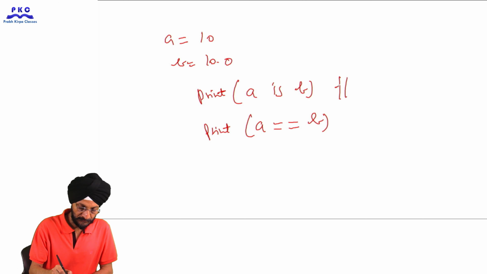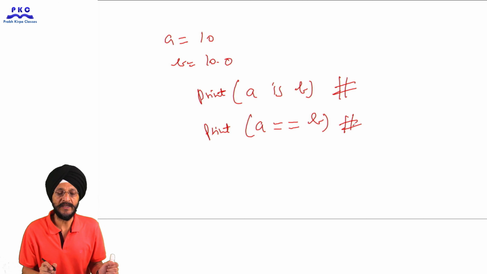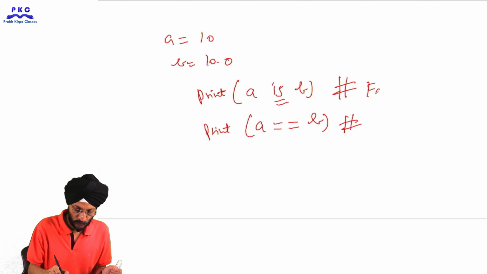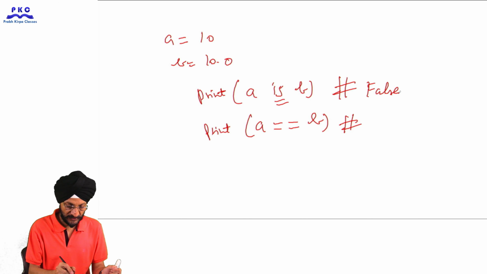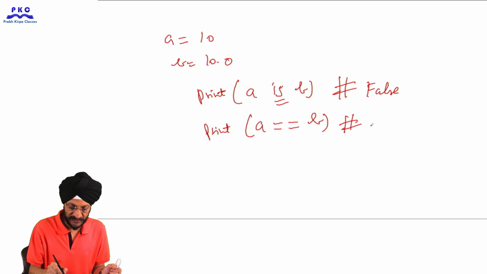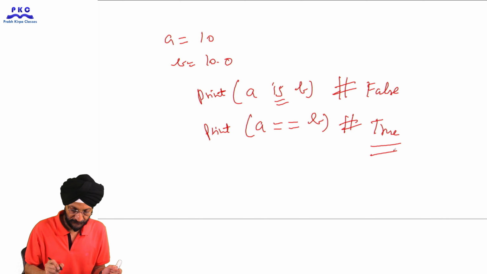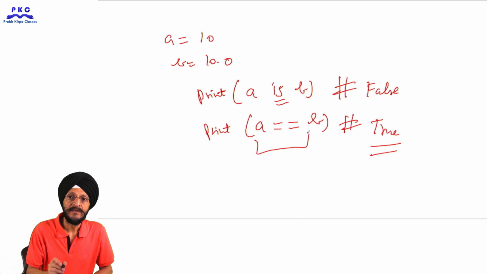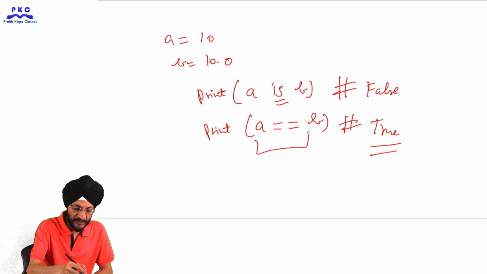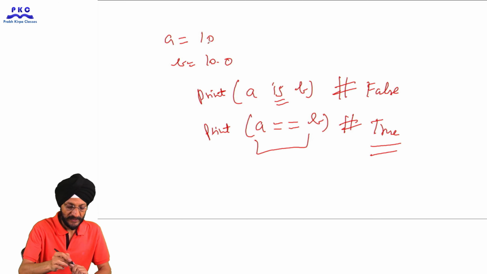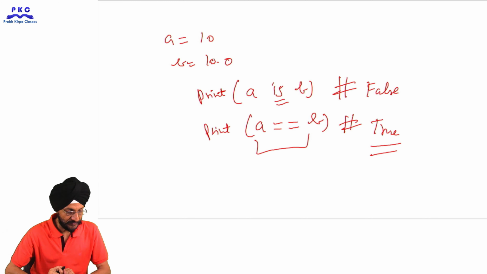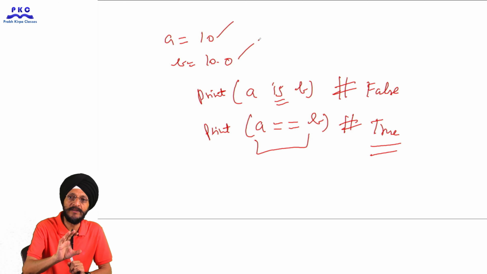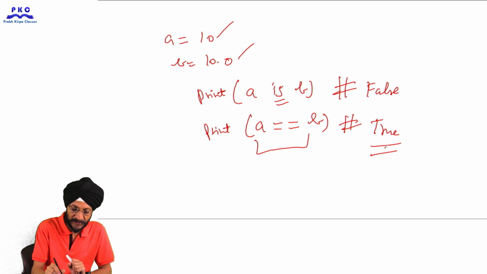So now what will be the output? The is operator here will result in false, but a equal b will result in true. Why? In case of the equality operator, it is only concerned with value. Here the value of both is the same, 10 and 10.0. The integer value and the floating value are considered equal in value by Python, so the result will be true.